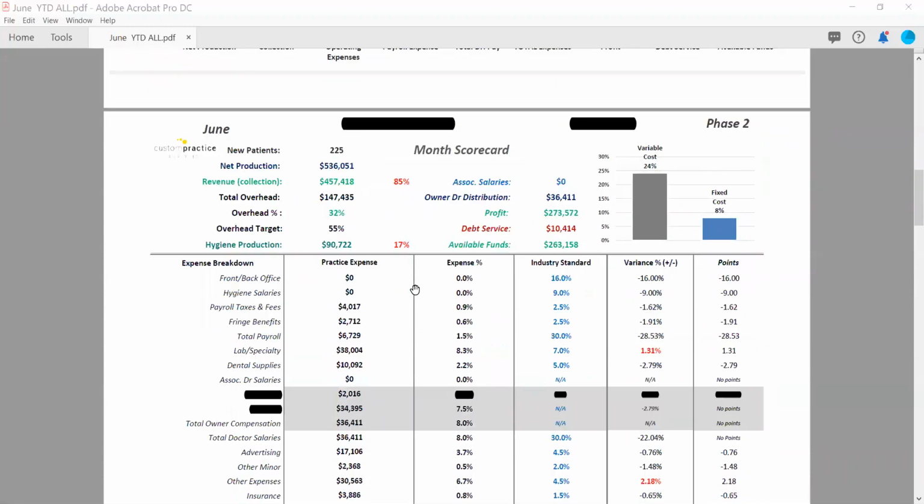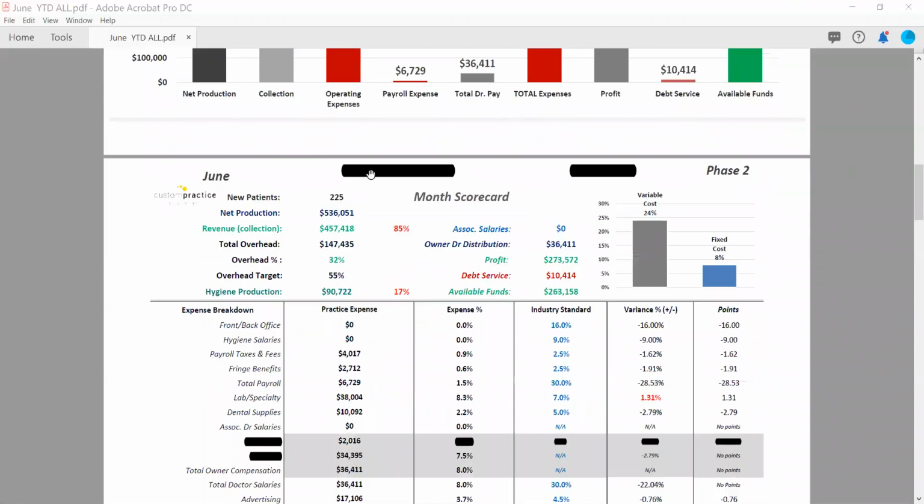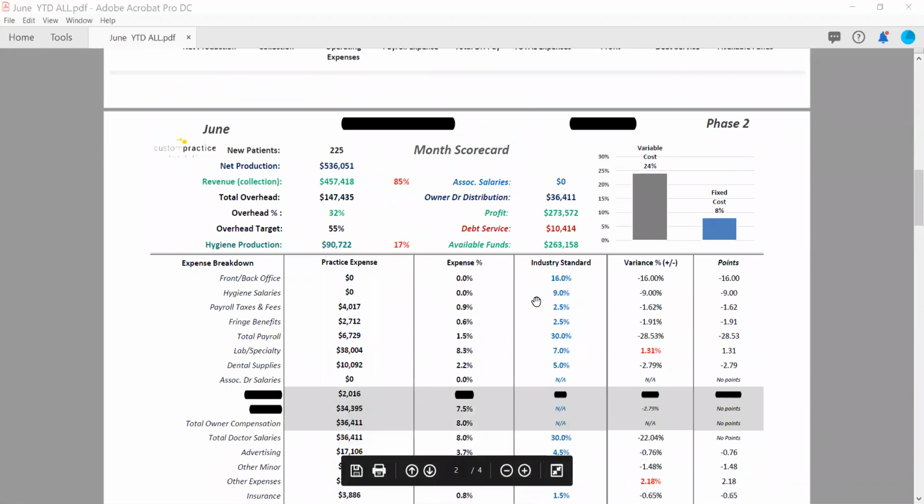Okay, cool. So moving on, let's go on to the scorecard, which I think you guys are probably most familiar with, revamped last year. So I think you guys are familiar and know all of these stats here: new patients down to hygiene production, the overhead, associate salaries if there's associates, owner distribution, profit, available funds. Again, just another representation of what was on this report, but with everything in one location as we move through these reports so you can compare, reminder, and that sort of thing.